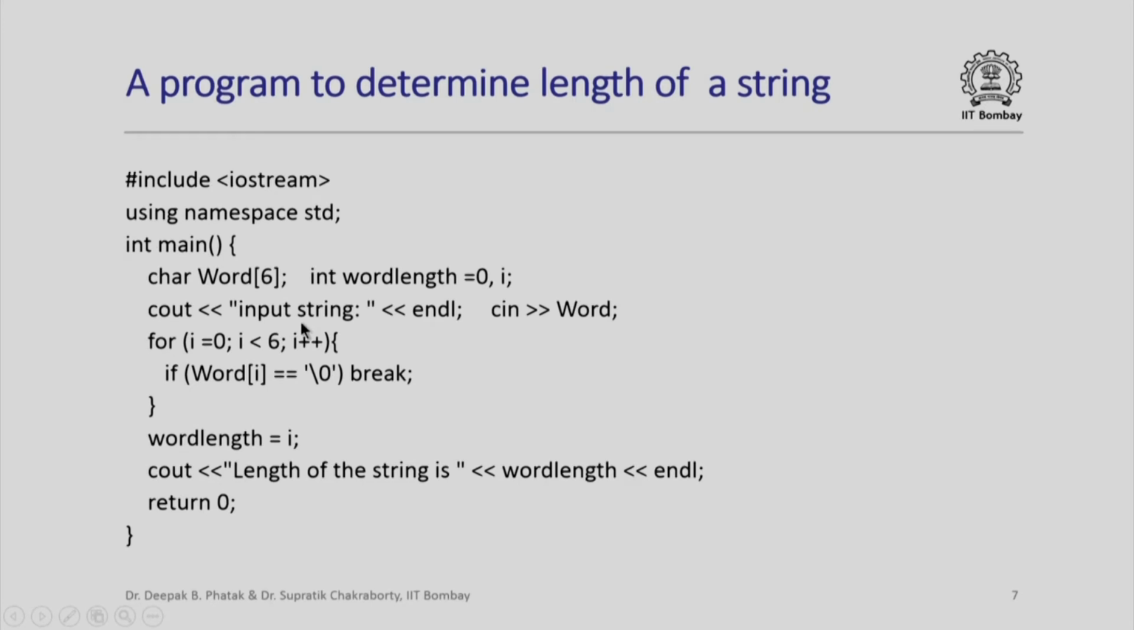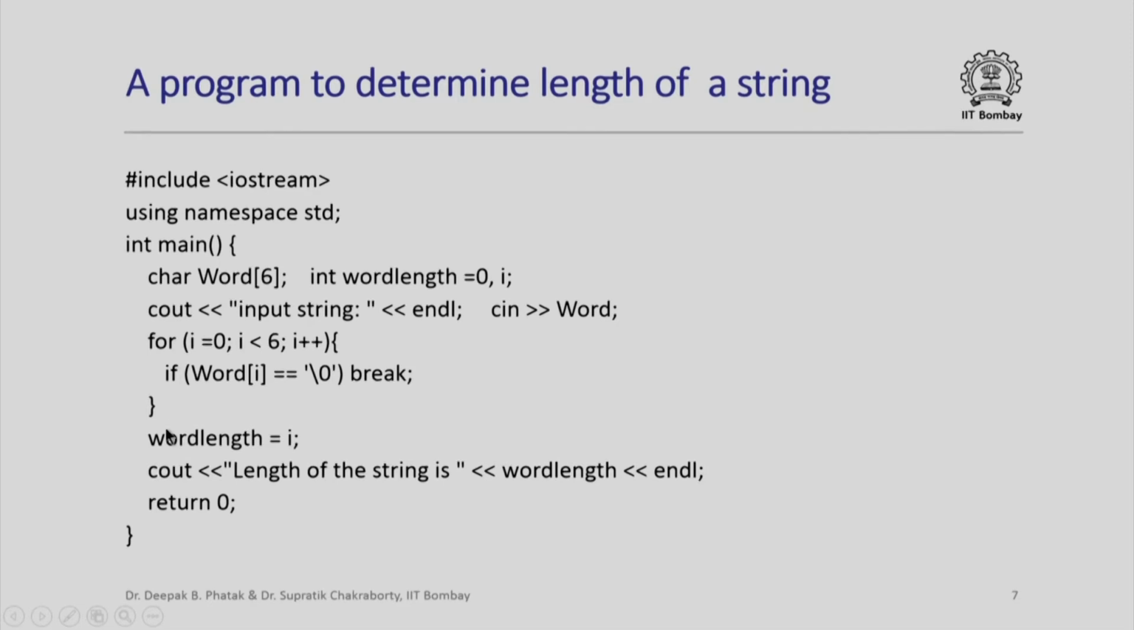So here we read the input string by simply saying cin word. We now scan the string. We are already familiar with scanning an array. We have an index i which varies from 0 to less than 6, increasing by 1 every time. This is the standard for loop construct for iterating around all elements of an array. All that we do is we examine if the ith position of the array word contains a \0. If it does, the string has ended, we break the loop.